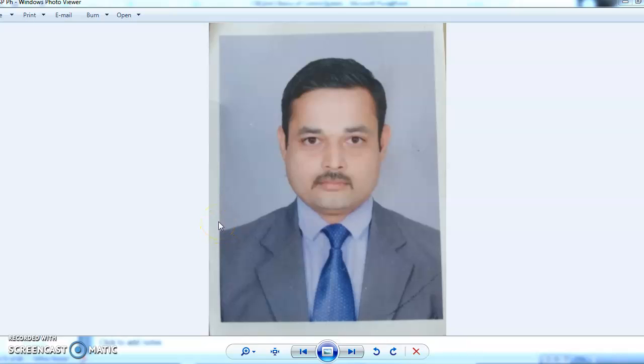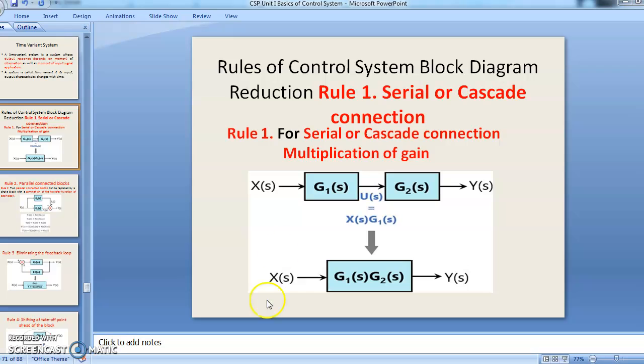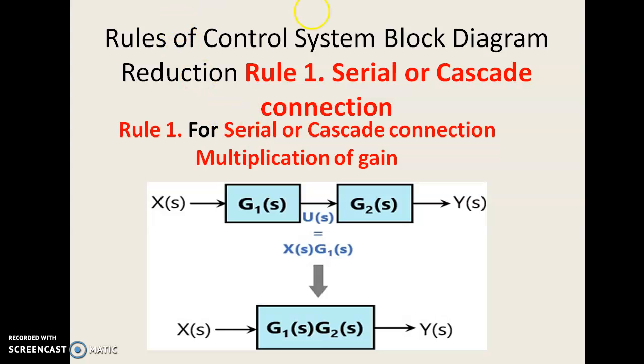I welcome all of you to this session on block diagram reduction. In this we are going to see different rules for the block diagram reduction technique of control systems. So first of all, we'll look at the rules of control system block diagram reduction.